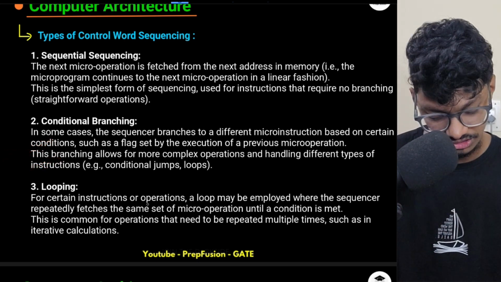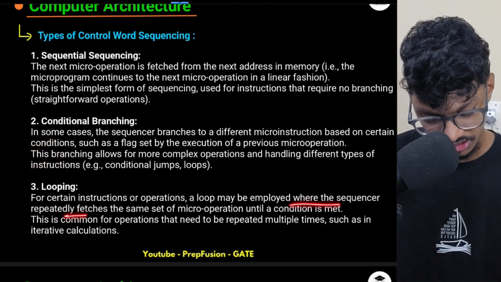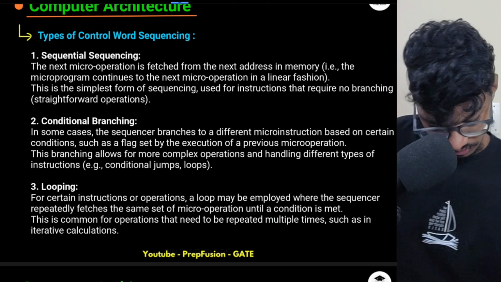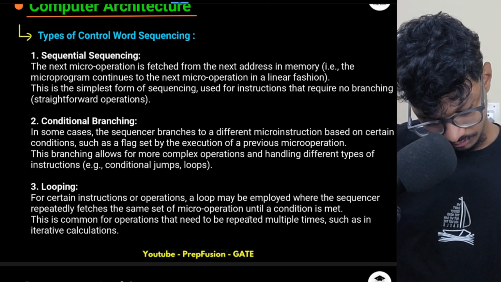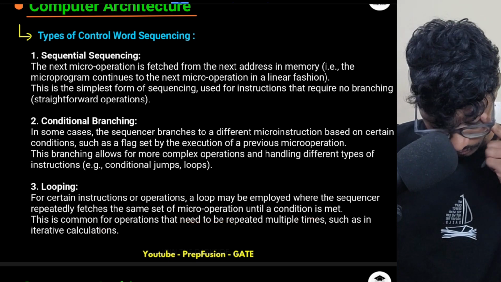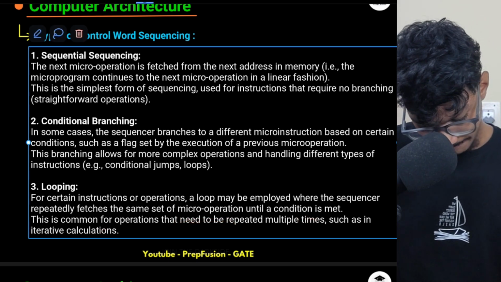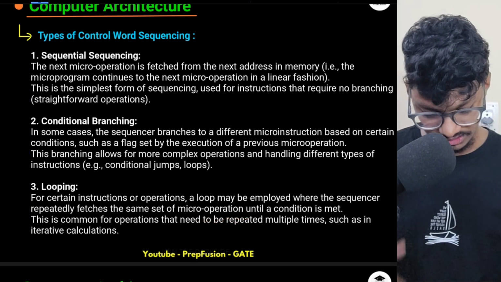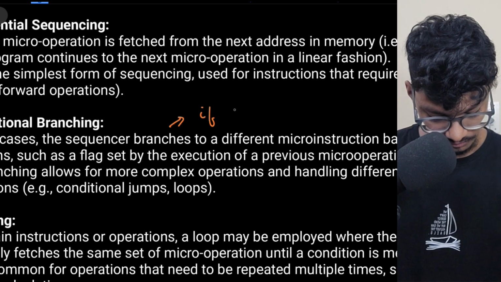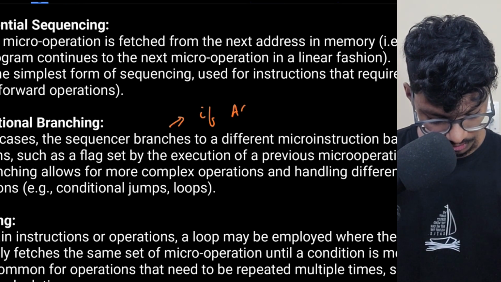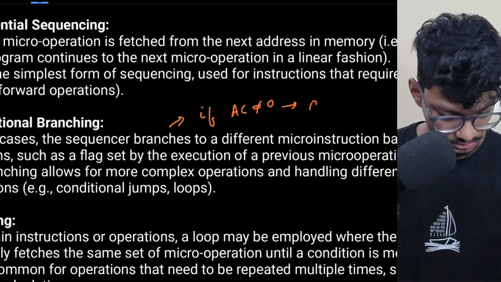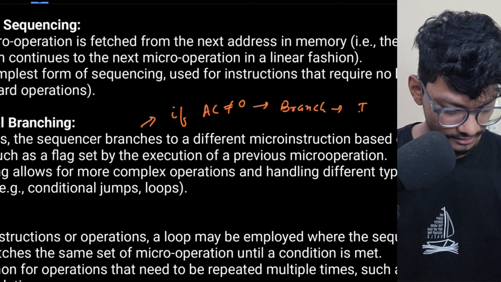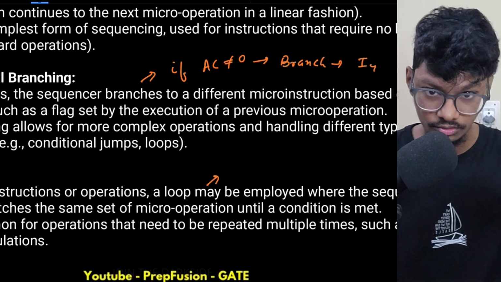Then looping. For certain instructions or operations, a loop may be employed where the sequencer repeatedly fetches the same set of micro operations until a condition is met. So we check if the result, the accumulator value, is not equal to 0, then branch to the I4 instruction in the control memory.